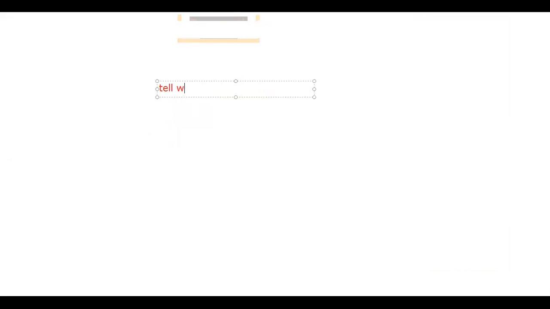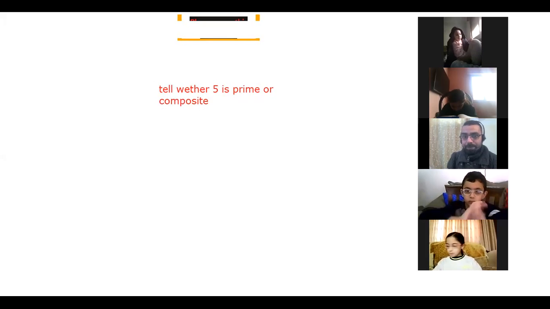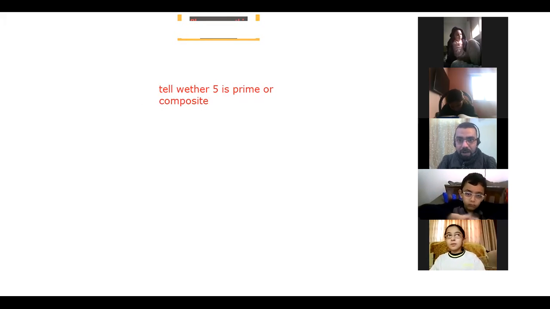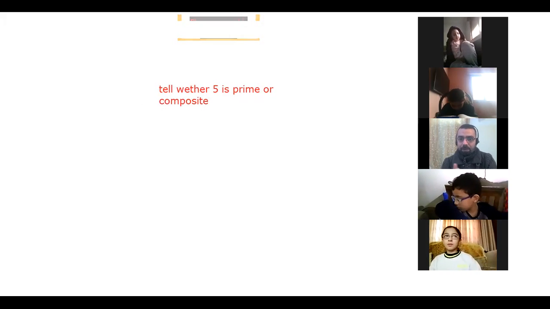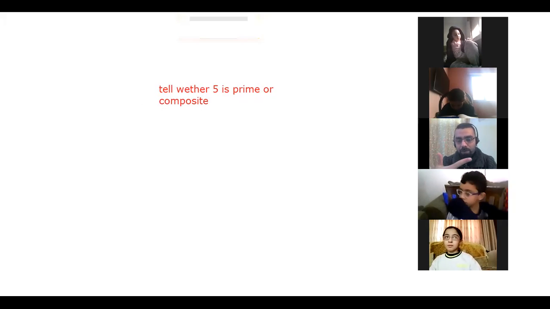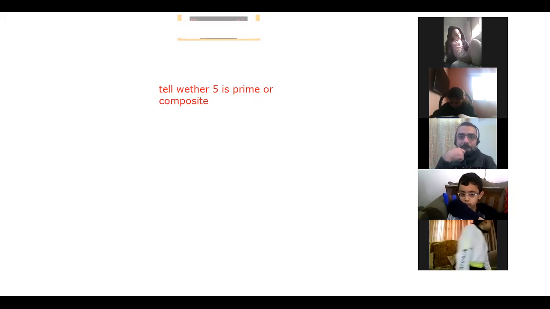Tell whether 5 is prime or composite. So the question will be something like that. Tell whether 5 is a prime or a composite. I solved the question. So 5 is a prime. Why is 5 a prime? Because the only factors that I have for 5 are 1 times 5. That's it. I don't have another 2 factors for it, right? So 5 is a prime.